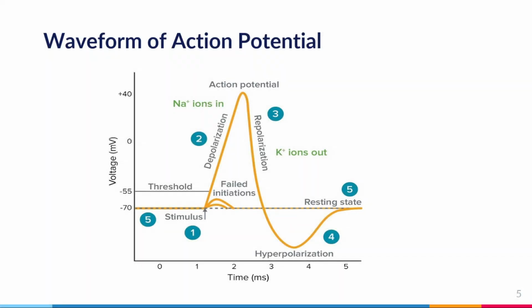This is the waveform of the action potential. The -70 denotes the resting potential and the +40 denotes the action potential. How does the change occur from -70 to +40?